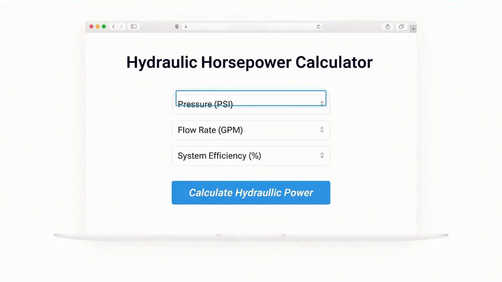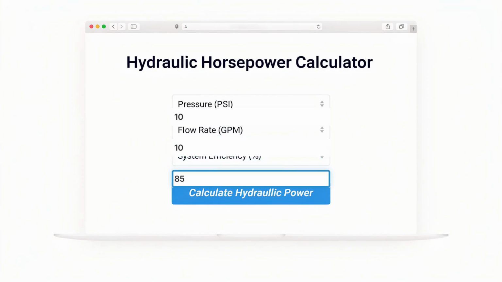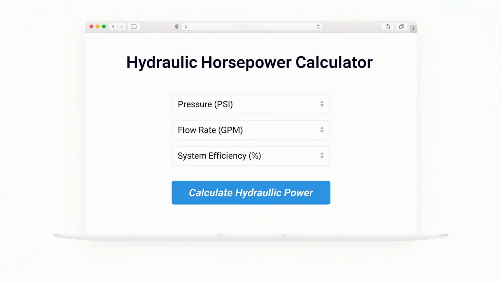The hydraulic horsepower calculator determines the power output and efficiency of hydraulic systems. Let's look at the 3 input fields required for this calculation. First, we have Pressure PSI, where you enter the system pressure. Next is Flow Rate GPM for entering the flow rate in gallons per minute. Finally, there's System Efficiency Percentage, which defaults to 85% but can be adjusted from 0 to 100. Click Calculate Hydraulic Power to run the calculation.